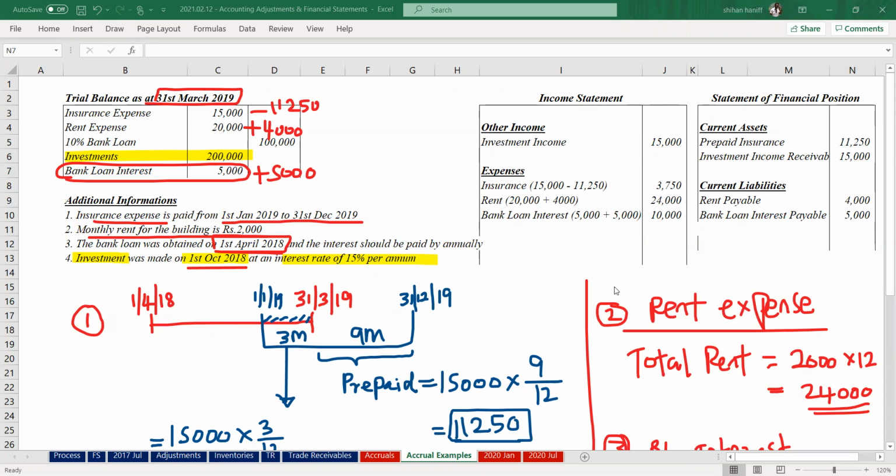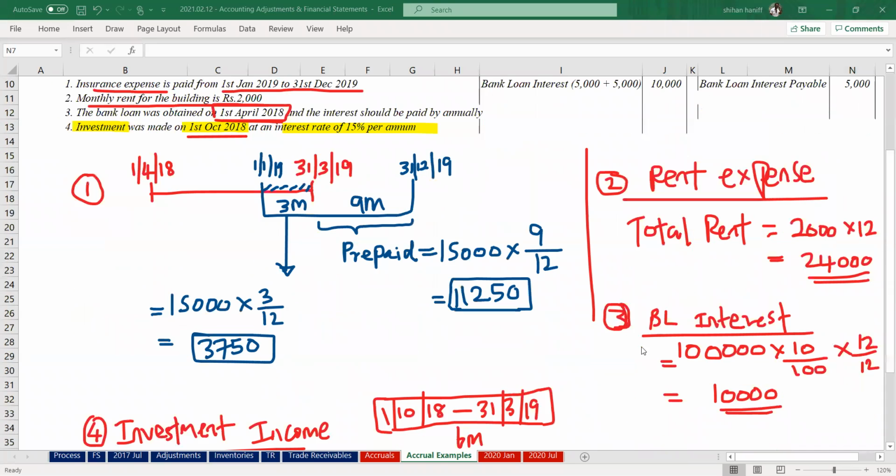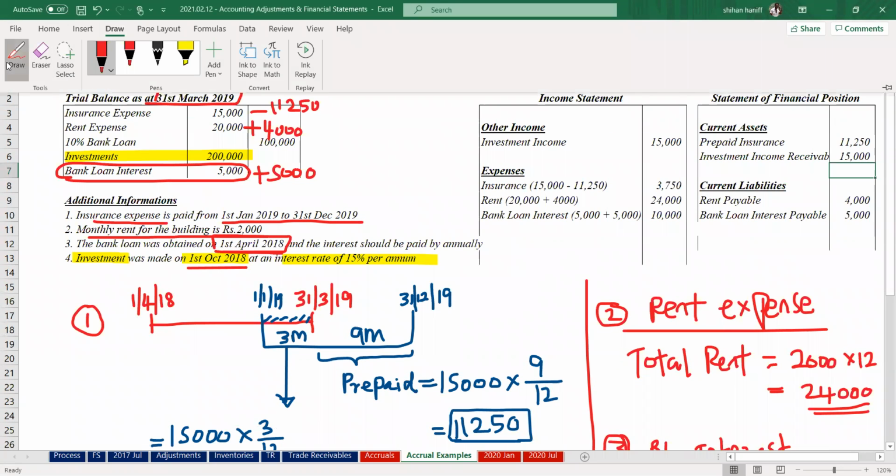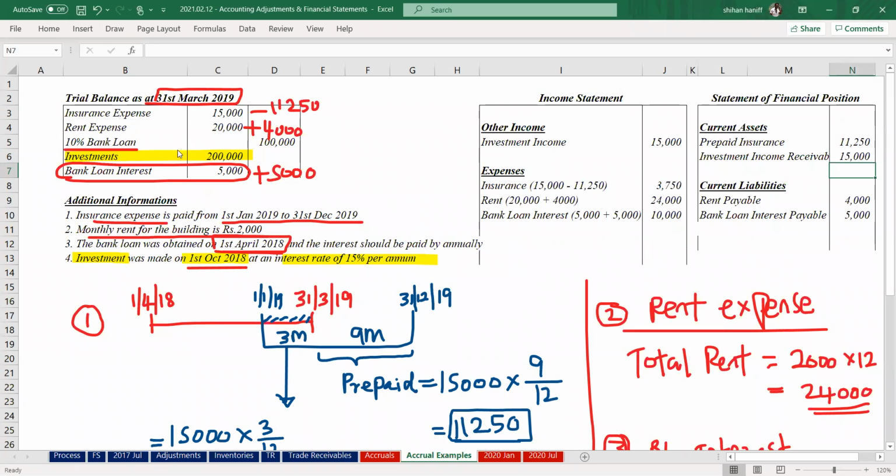So there was a doubt to explain the bank loan interest again. Now, if I repeat the bank loan interest, bank loan is 100,000, and the interest rate is 10%. So you multiply this by 10%. Since the bank loan was obtained at the beginning, 12 months interest should be paid. 12-month interest means 1 year. So 100,000 into 10% is 10,000.